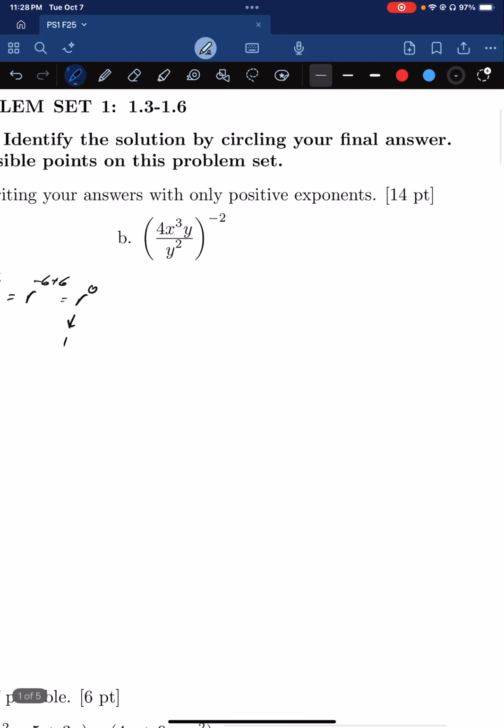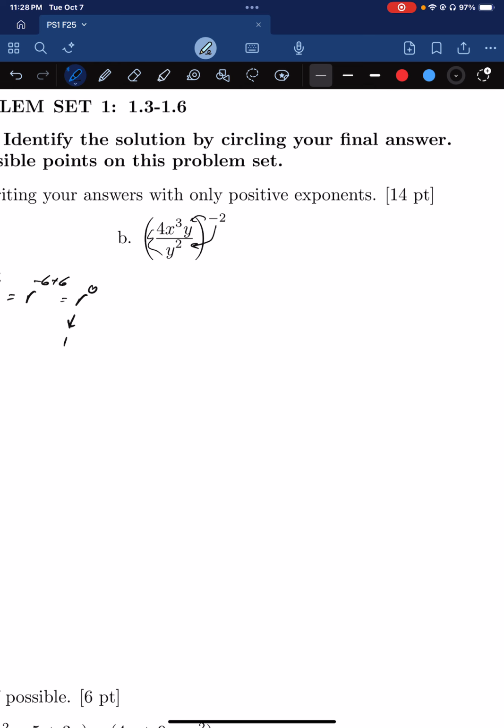All right. Now, when we have something rational, like a fraction, raised to an exponent, we could either distribute this exponent first to the top and to the bottom, or we could try and simplify this fraction first. I'm going to try and simplify the fraction first because I think I see something I can do.